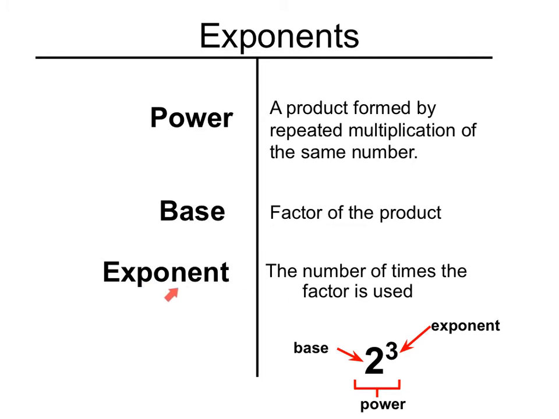And the last part of an exponent is the exponent itself, and that is the number of times the factor is used. So in this example, 2 to the power of 3, 3 is my exponent, and that 3 means I'm going to multiply 2 by itself 3 times. So I'm going to do 2 times 2 times 2. 2 again is my base, and then my exponent, 3, tells me multiply it by itself 1, 2, 3 times. And then of course when you evaluate it, 2 times 2 is 4, and 4 times 2 would be 8.